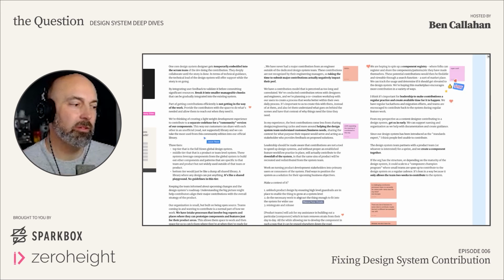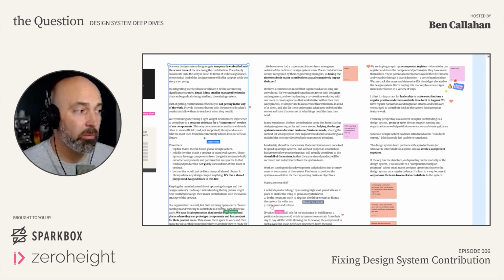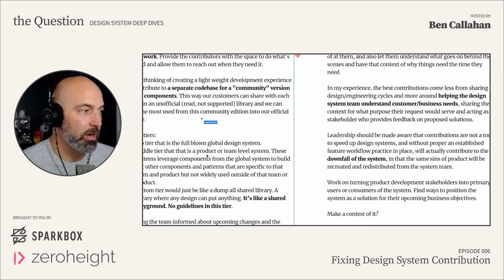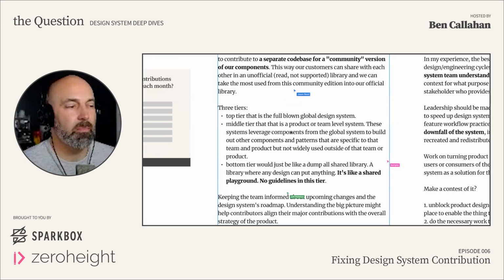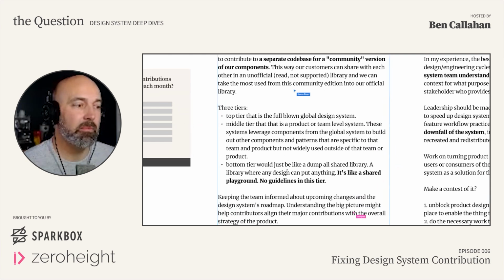And there were some interesting ideas, right, in the stories that you all told. So there was one concept that I think came through in a few different ways. One was these three tiers, right? The top tier in this model, the person shared, is this full-blown system. It's kind of what we think of when we think of a design system. There's a middle tier, which is like an extension of that and has product-specific stuff in it. And then there's this bottom tier, which they said is like a shared playground where there are no guidelines. So it's just a place for product folks to kind of play, dump stuff, put ideas.